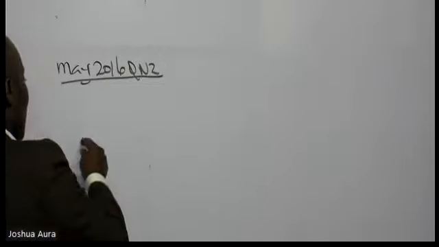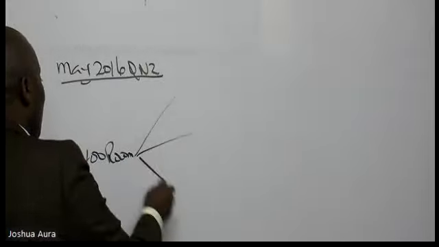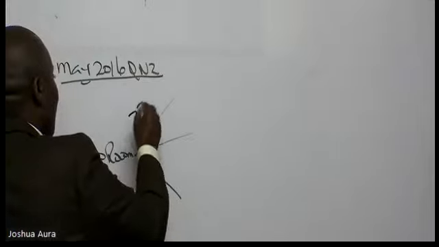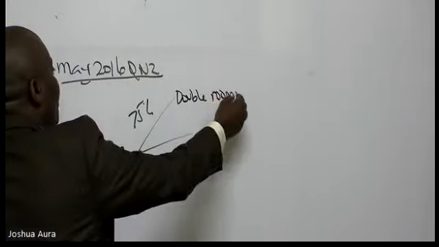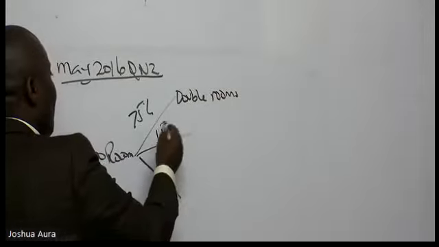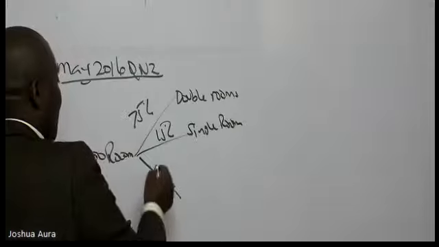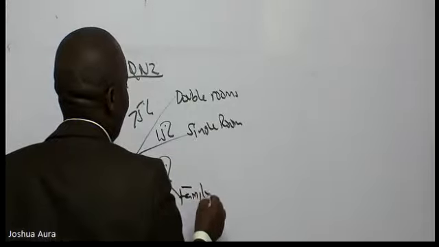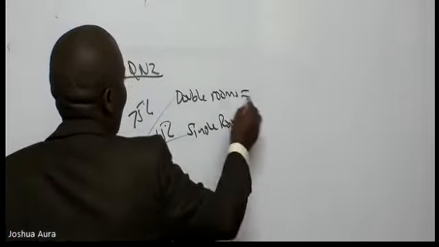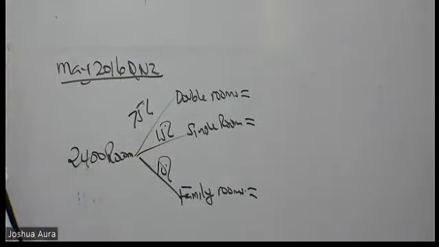So out of these 2,400 rooms, we know that 75% are double rooms, 15% are single rooms, and 10% are family rooms. So could you kindly give me these figures? 75% of 2,400 gives us how many double rooms?